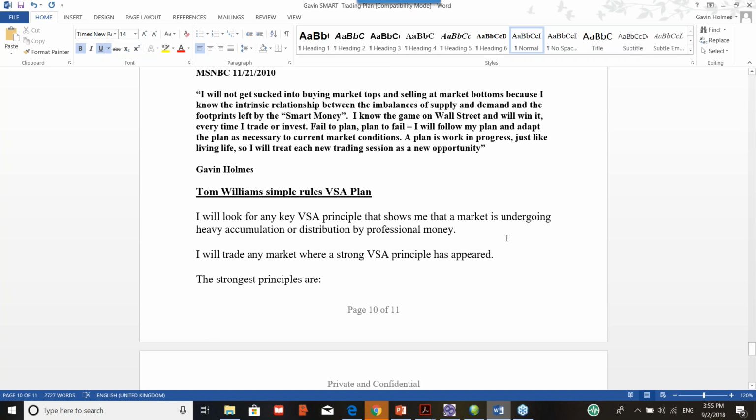I will not get sucked into buying market tops and selling market bottoms, because I know the intrinsic relationship between the imbalances of supply and demand and the footprints left by the smart money. I know the game on Wall Street and will win it. Every time I trade or invest, I will follow my plan, because if you fail to plan, you plan to fail, and I will adapt the plan as necessary to current market conditions. A plan is a work in progress, just like living life, so I will treat each new trading session as a new opportunity.